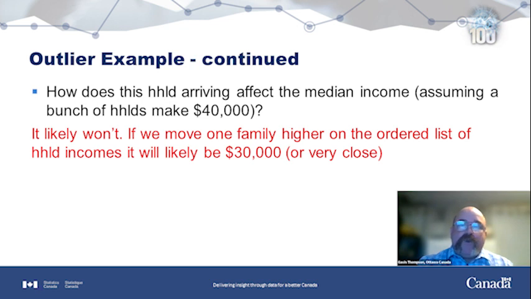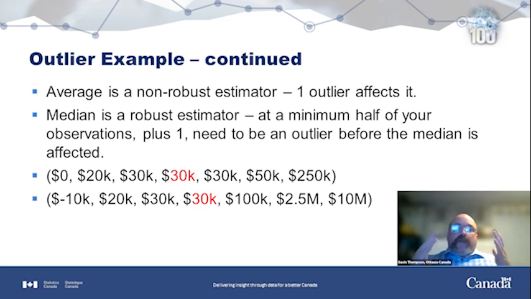Okay, so it likely won't. So again, we don't know. So average is called a non-robust estimator. As soon as you have one outlier, which is our $10 million family, it ruins the estimate. So you add in any value, the average changes.